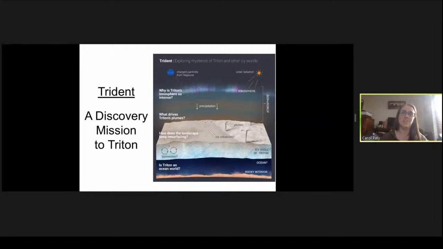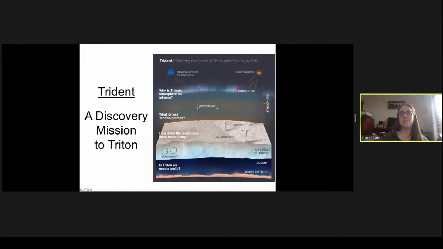which I don't have time to talk about in detail, but I've covered the main one, the exciting one to me, which is: is Triton an ocean world? How does the landscape keep resurfacing through all these geologic features, plumes, geysers that were observed back in 1989, cantaloupe terrain, and thermally processed ice surface, indications of icy volcanism? What drives Triton's plumes? Is this photovolatilization on the surface due to the long seasons at Triton, or is it due to interior convection and interior processing? And why is Triton's ionosphere so intense?